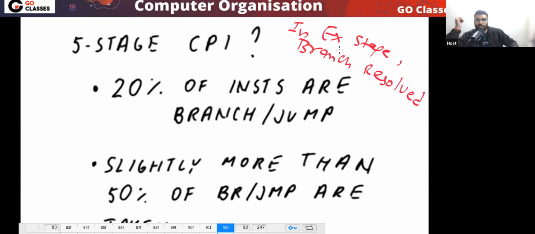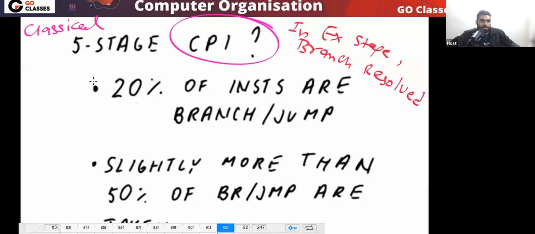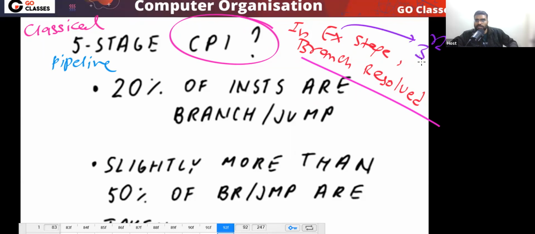You have the classical 5-stage pipeline. The question is asking for the CPI. I am giving you the information that branch is resolved in the 3rd stage, the execution stage. Execution stage means your 3rd stage. And let's assume that this is your solution. What is your solution?